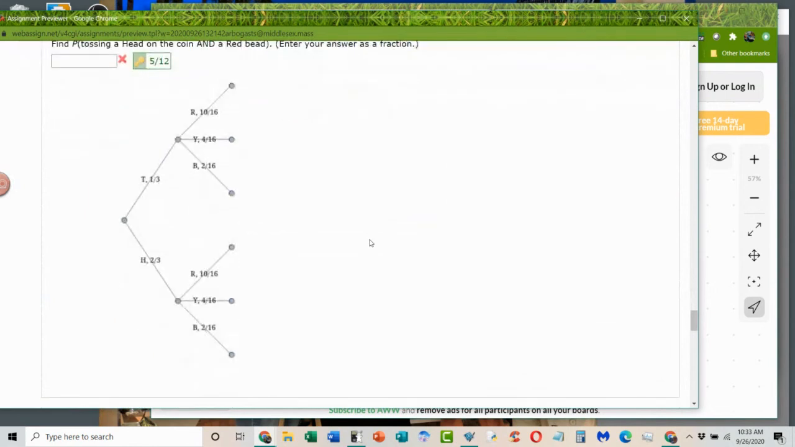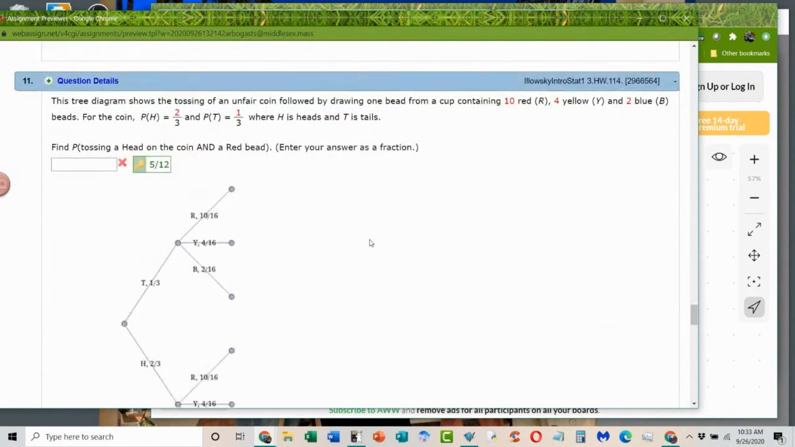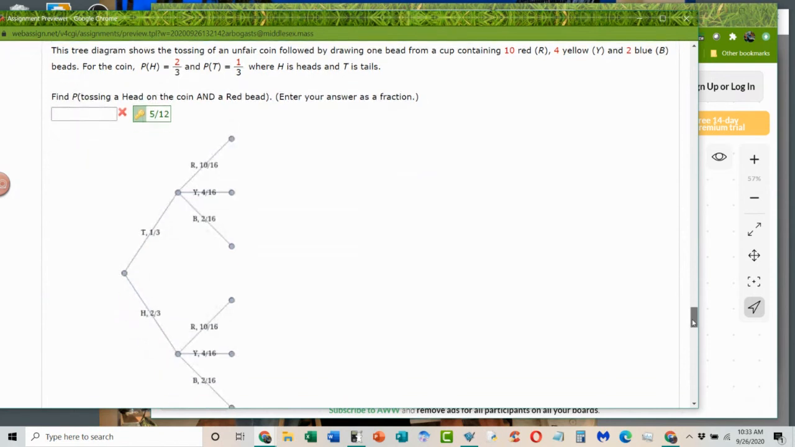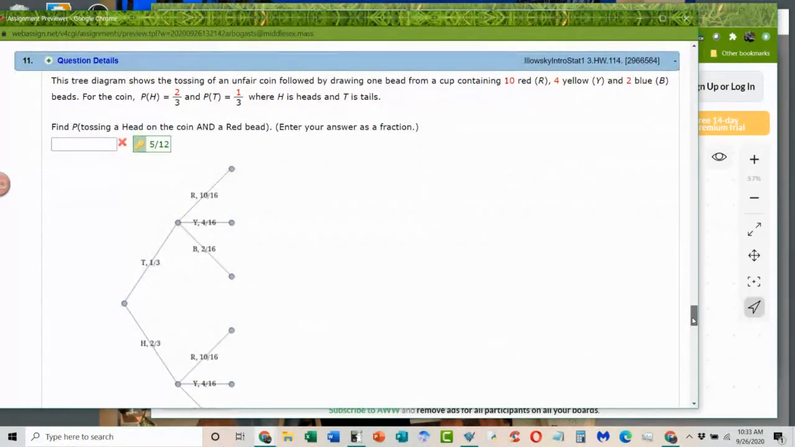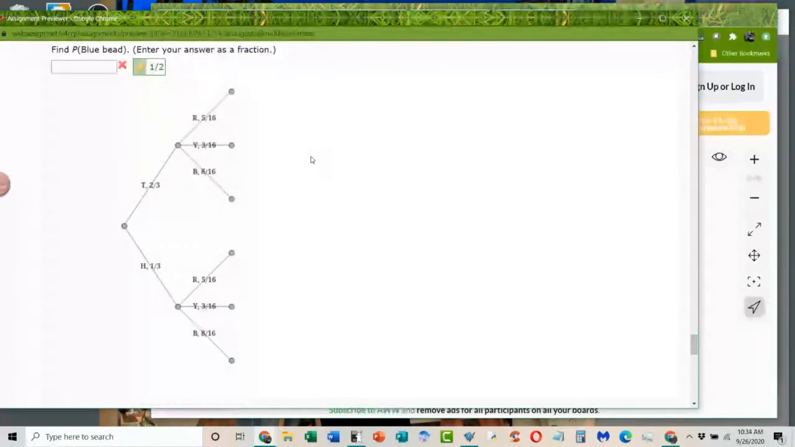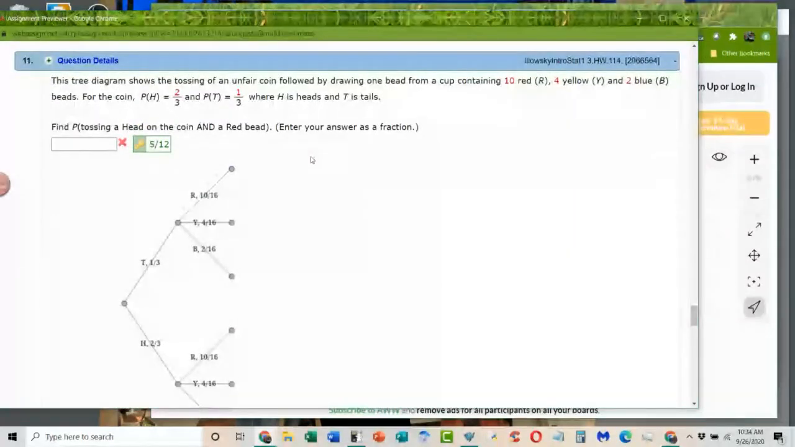I went through that rather quickly, but there's very little math in statistics. This one here, we are looking at a tree diagram, and this tree diagram is different from that tree diagram, so I tend to get them confused.